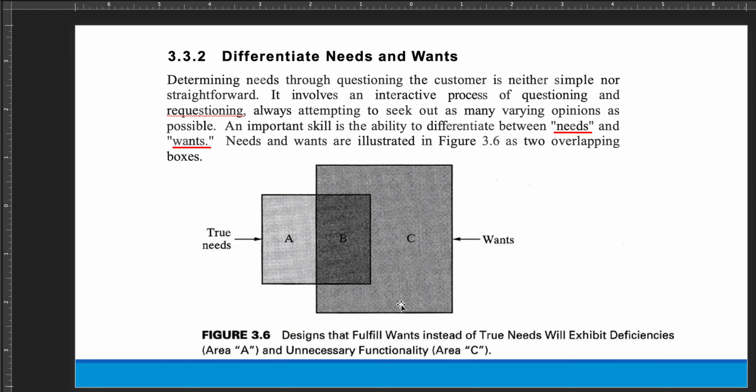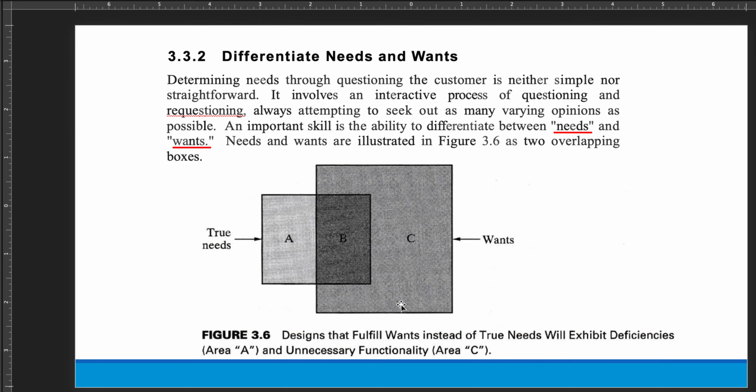Now, when you're dealing with the customer, there's always a tug and pull between determining what the essential needs are and what the customer wants. And so determining needs through questioning the customer is neither simple nor straightforward in many cases. It involves an interactive process of questioning and re-questioning, always attempting to seek out as many varying opinions as possible. An important skill is the ability to differentiate a project need versus project wants.